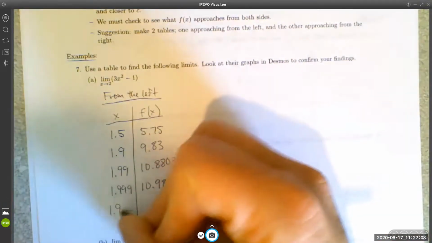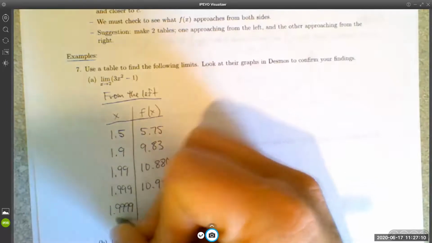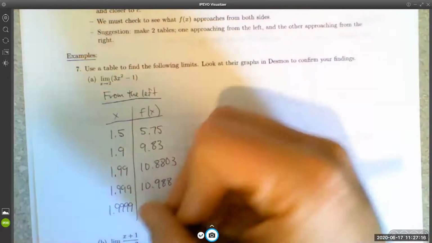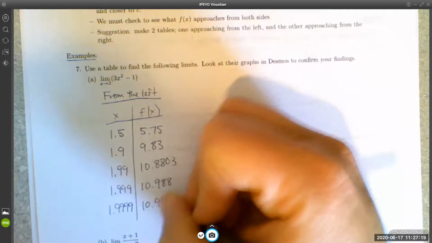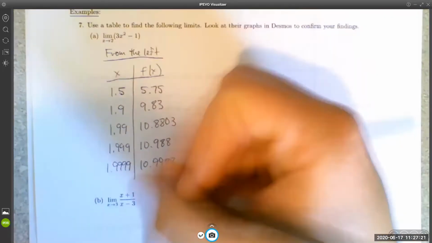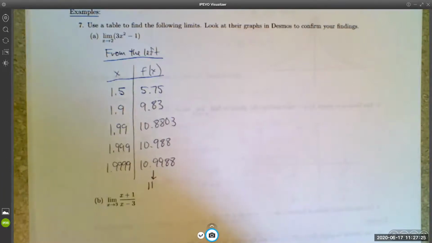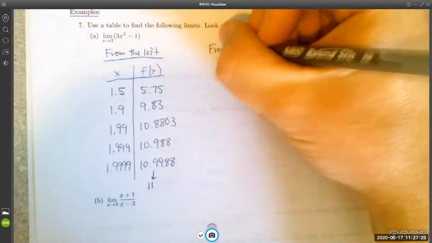Let me go one more. This is really close to 2. Let's see what happens. We get 10.9988. So yeah, I think that what's happening is that we're approaching 11. So as we approach from the left, it seems like we're getting closer and closer to 11. Let's see what happens as we approach from the right.